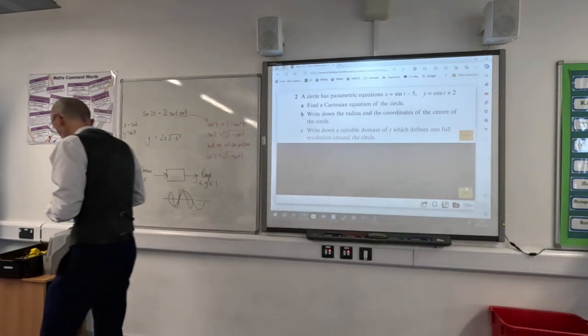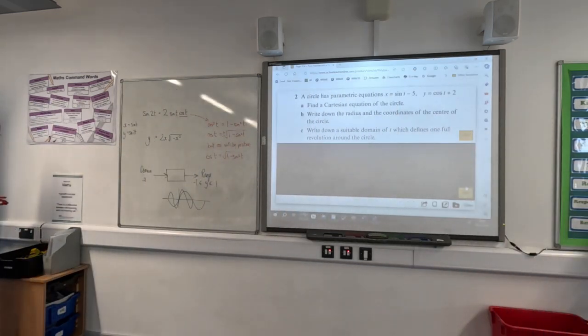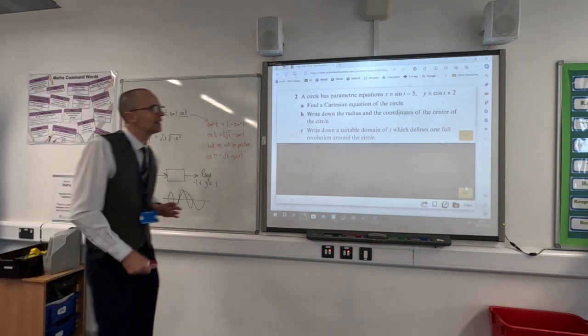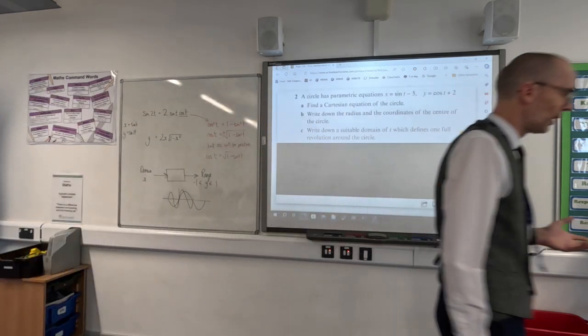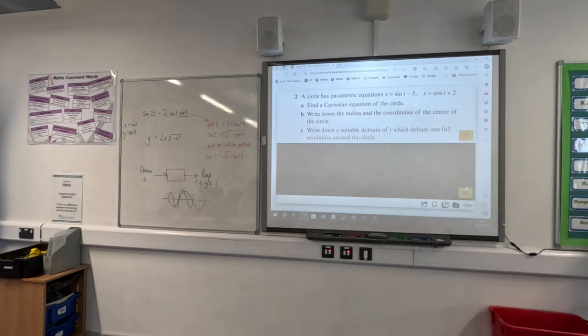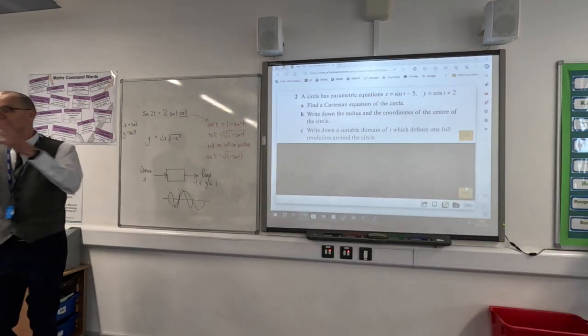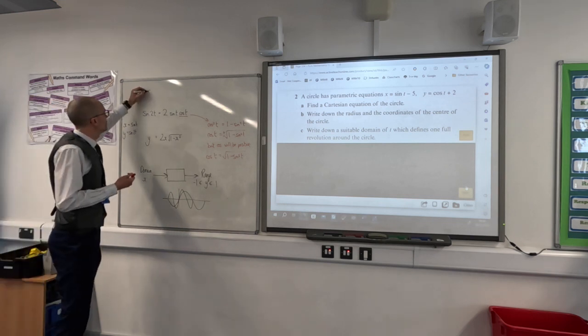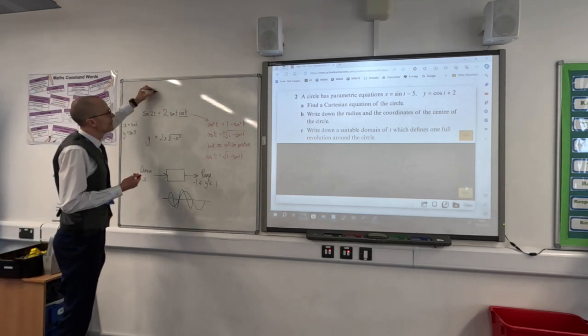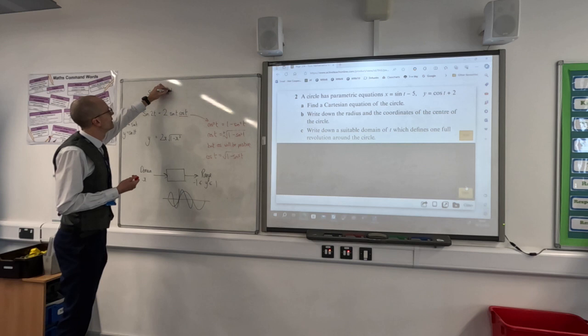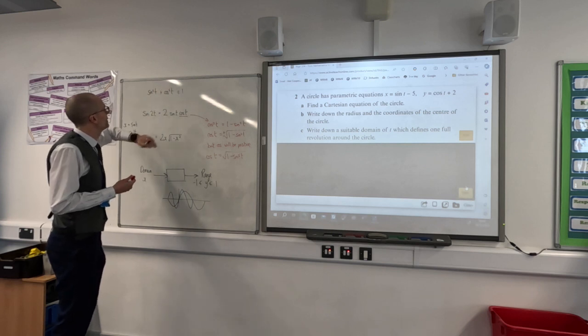So they give us a bit of a clue here and say this is a circle. And we've got sine in one and cos in the other. So the identity I need here is the identity that links sine and cos. Not sine over cos is tan, because there's no tan involved here. But I do know that sine squared plus cos squared equals 1.